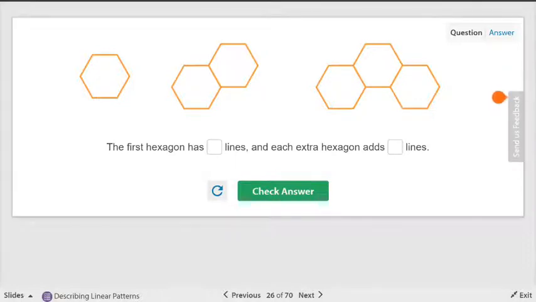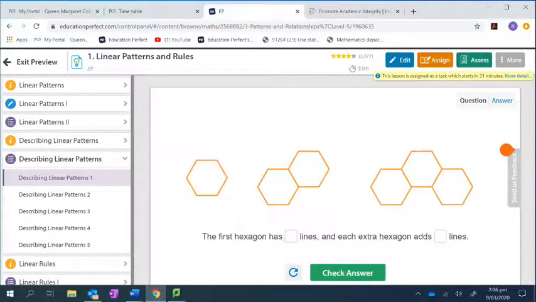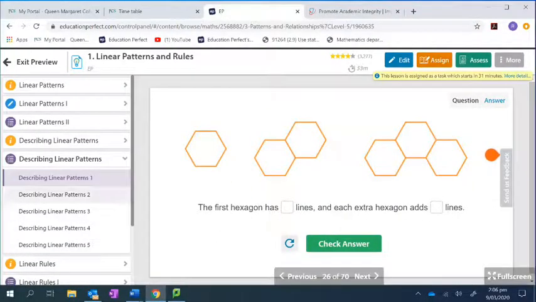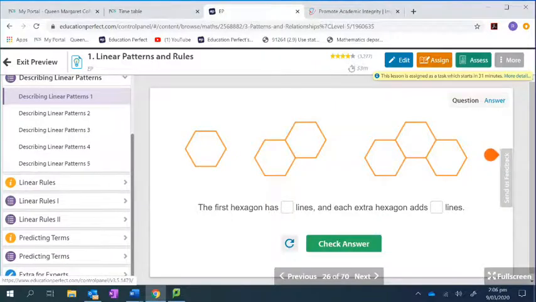Okay. So here we go. So now what we're going to do is we want to talk about a rule, a way of writing the rule for finding any pattern, because that's where we're going. We've looked at the patterns. Now let's talk about a way of writing the rule.